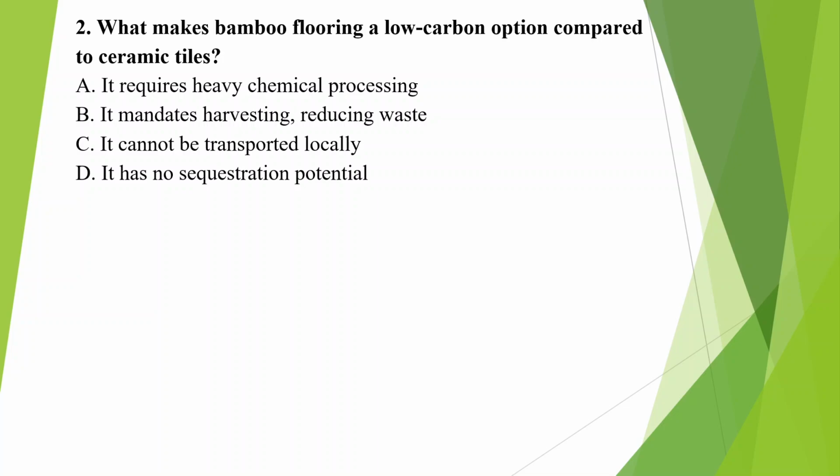Bamboo must be harvested, otherwise it dies unused, and its processing requires less embodied energy. We all know that. So heavy chemical processing is not the correct answer for this question. These are the features of ceramic tiles. Is it correct now? Option B. Everybody got the question and the correct answer.